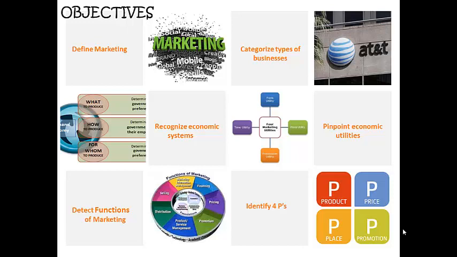Hopefully now you know how to define marketing, categorize types of businesses, recognize economic systems, pinpoint economic utilities, detect functions of marketing, and identify the 4 Ps.